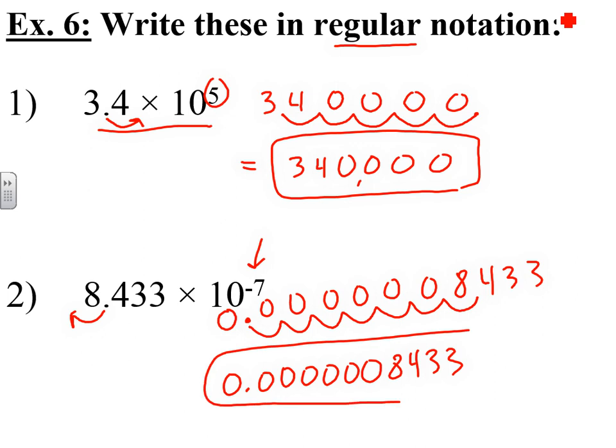Notice a positive exponent gave you a big number, 340,000. A negative exponent gave you a really, really small number, a few billionths. Okay? So now you can try the practice problem. I actually have one of each.